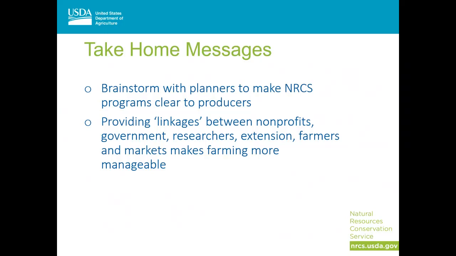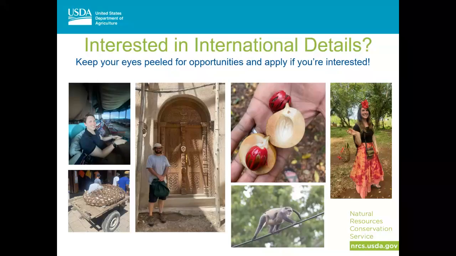And then I also think that the idea of SAGCOT, the agency that's providing linkages between nonprofits, government, researchers, extension, farmers, and markets, is really cool. It's a really cool idea, and on a local scale, I think that would make farming more manageable. And that's not a project that I'm tackling, but I think that it's an idea that's still sitting in my mind of just how to make systems better. And if you're interested in international details, keep your eyes peeled for opportunities and apply if you're interested.